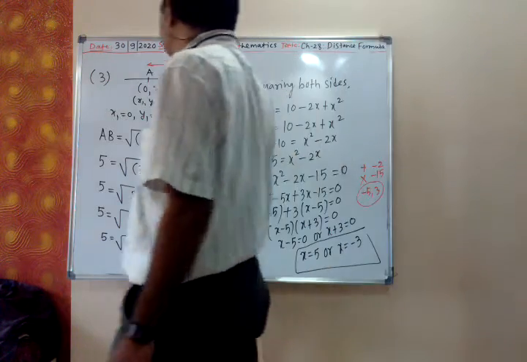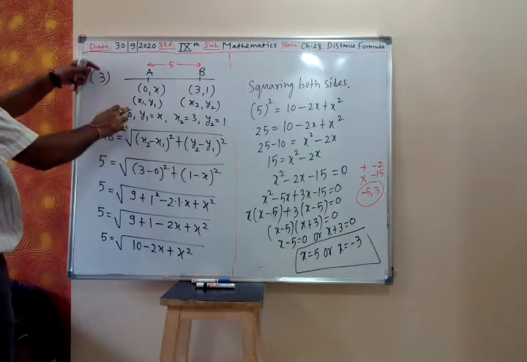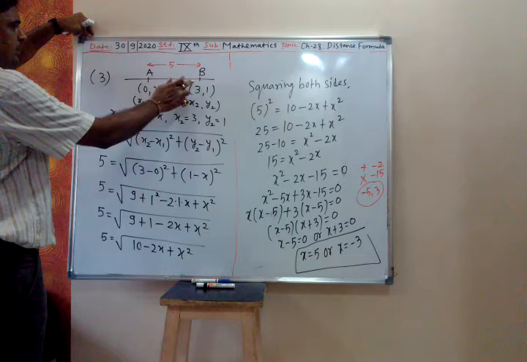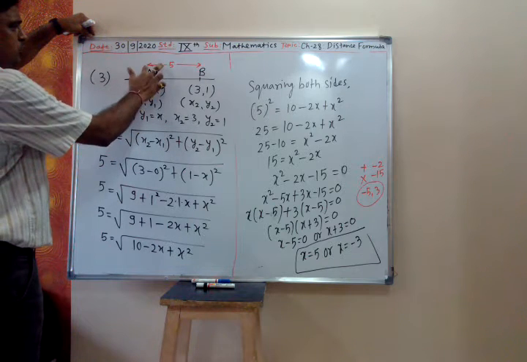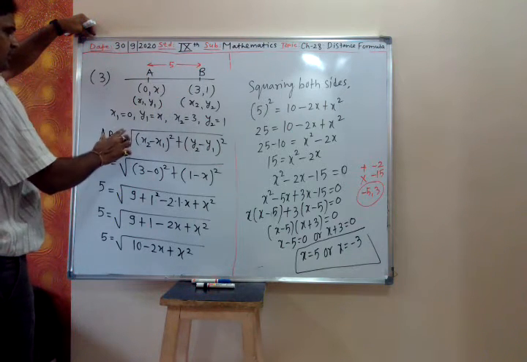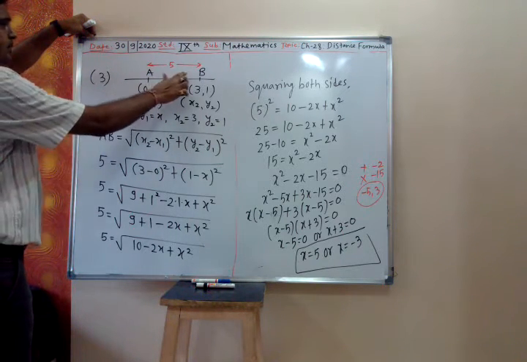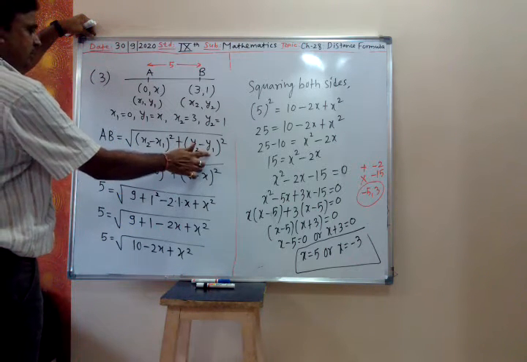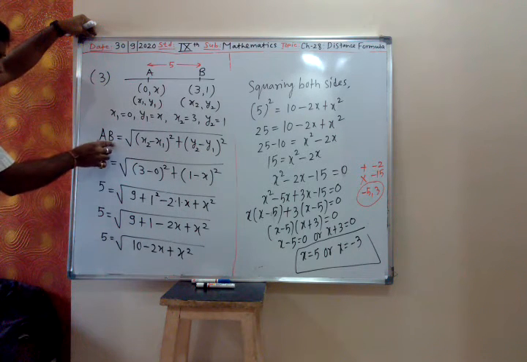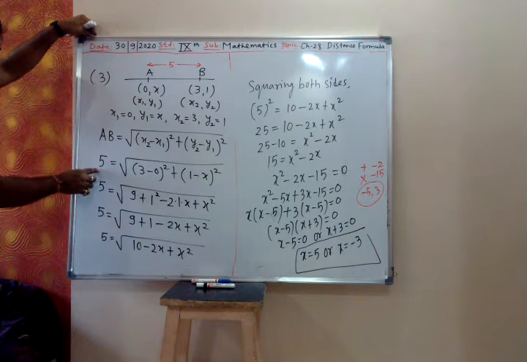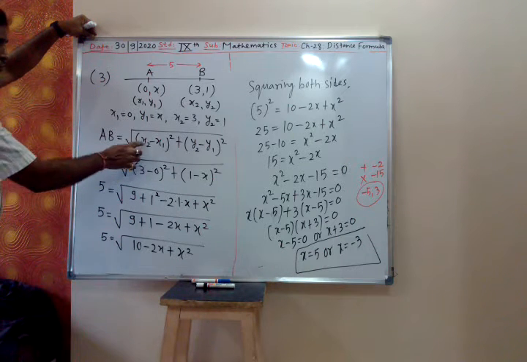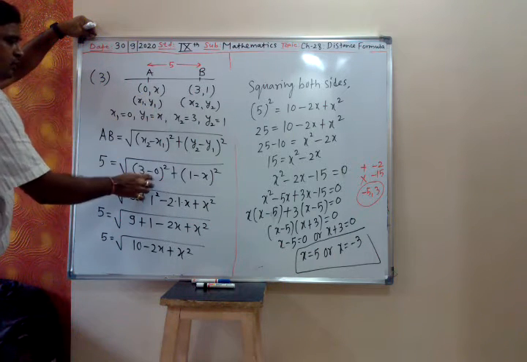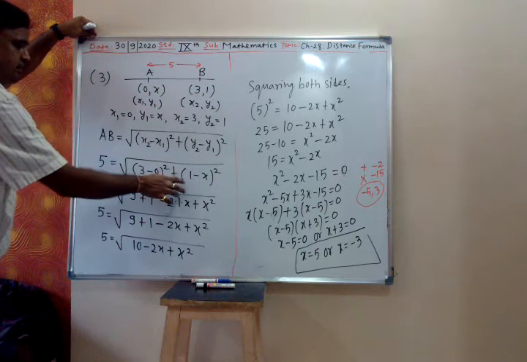You are given two points A and B. The distance between the two points is given as 5, so I can use the distance formula. AB is the square root of (x2 minus x1) square plus (y2 minus y1) square. This distance AB is given as 5, so 5 is equal to the square root of (3 minus 0) square plus (1 minus x) square.